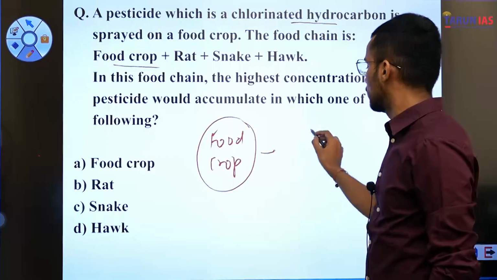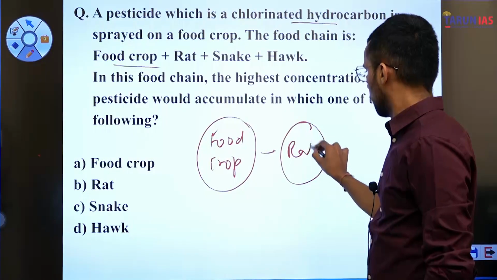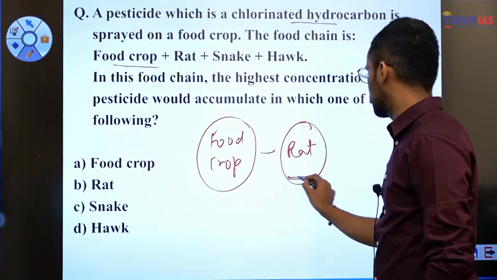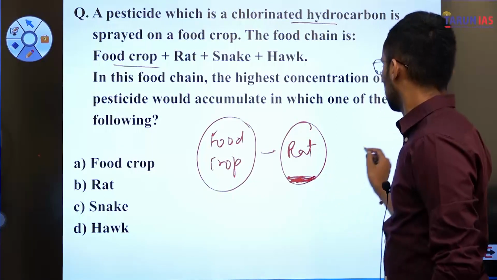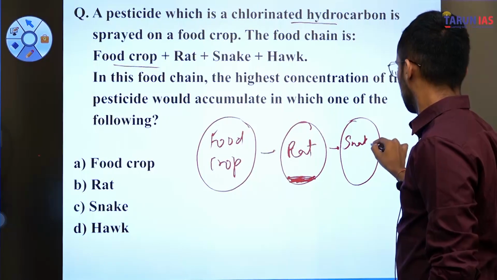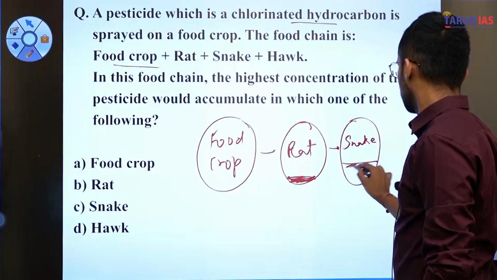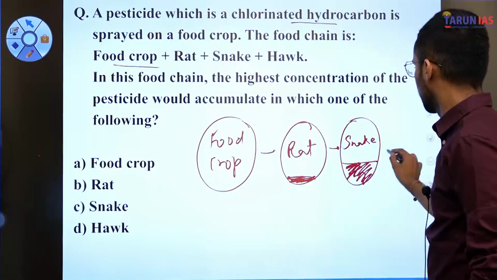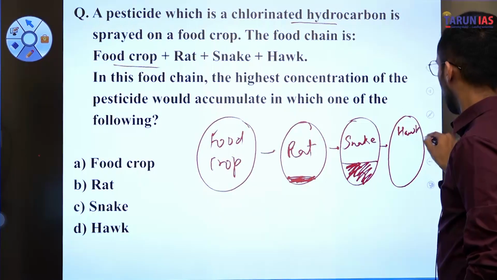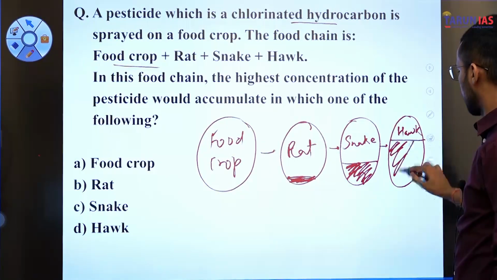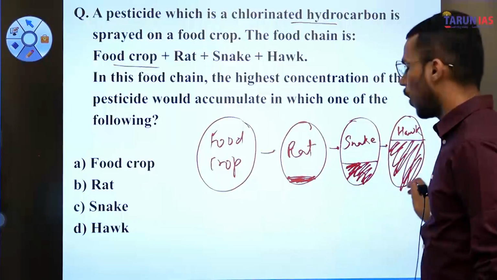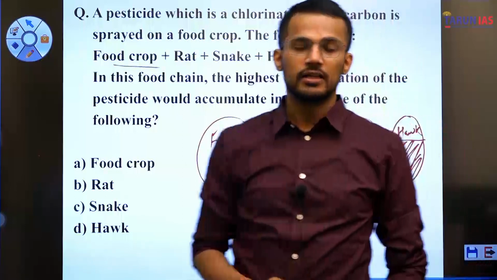Then food crop is consumed by rat, right? So food crop is consumed by rat. So concentration has increased in the body of rat. Then it is the snake. So again concentration has increased in snake. And lastly, it is hawk. And we will have highest concentration of contaminant in hawk, right? Why? Because hawk is the topmost consumer in this food chain.